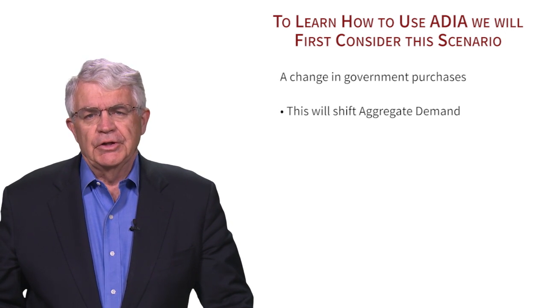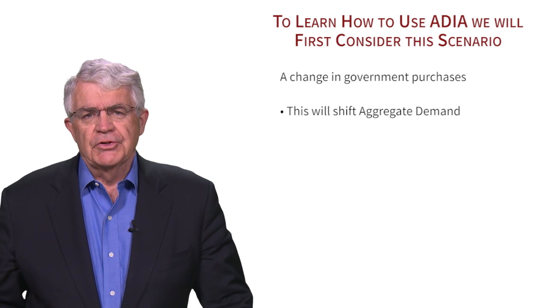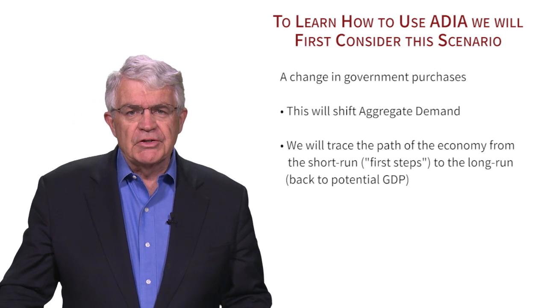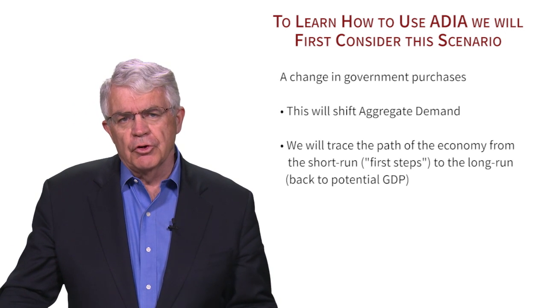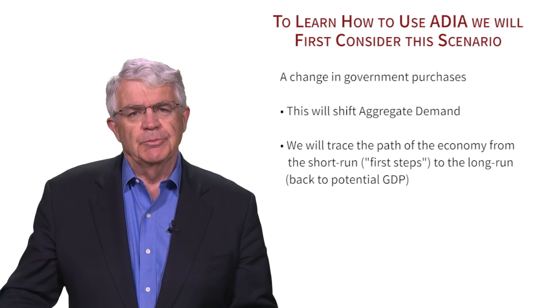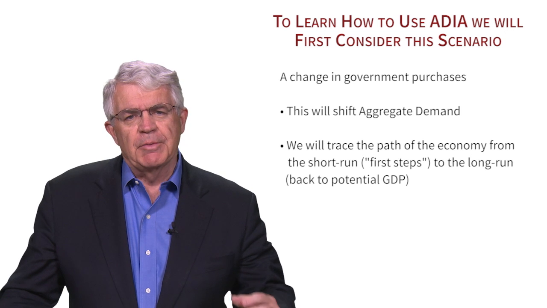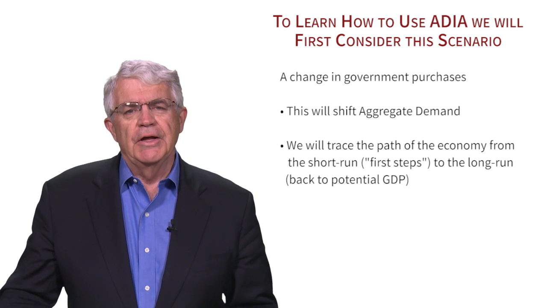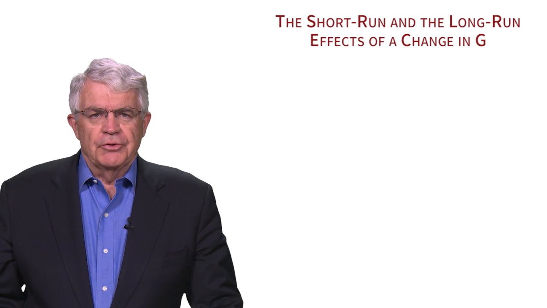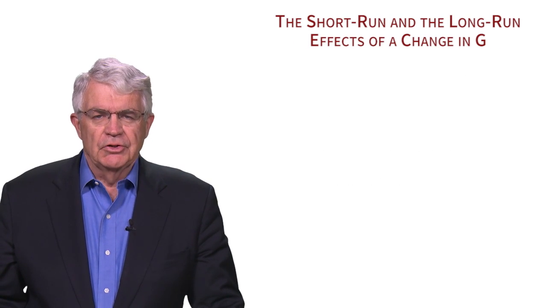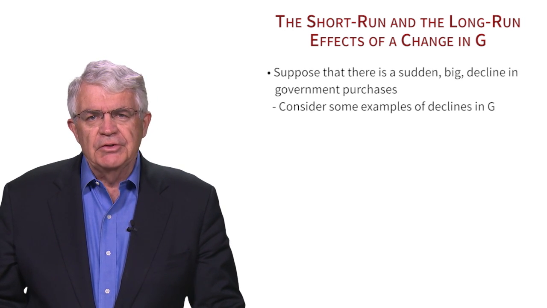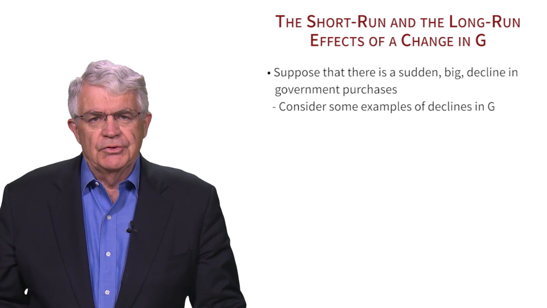That's going to deliver a result that a change in government purchases affects real GDP and the whole economy in the short run. But then we want to trace out the path of the economy from those first short-run impacts, the so-called first steps, to the long run as the economy returns back to potential GDP. It's this dynamic path that is so important to understand, and really what the AD-IA model is most useful for. So let's focus on both the short run and the long run effects of a change in capital G for government purchases. To be more specific, suppose there's a sudden big decline in government purchases.